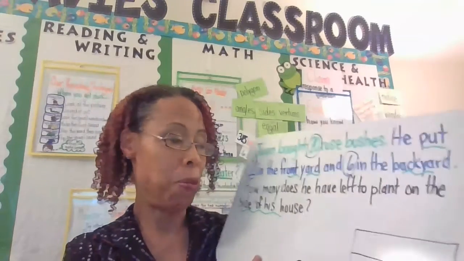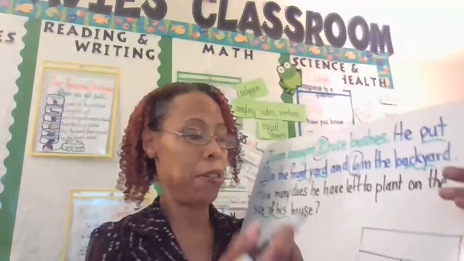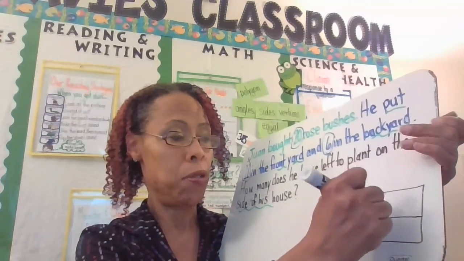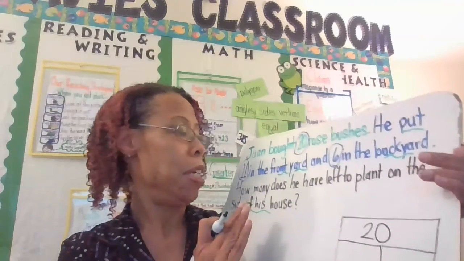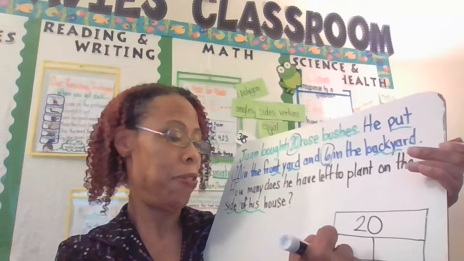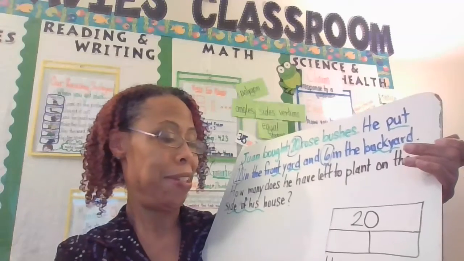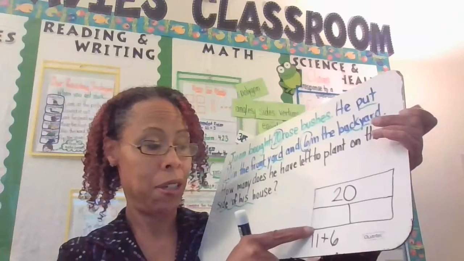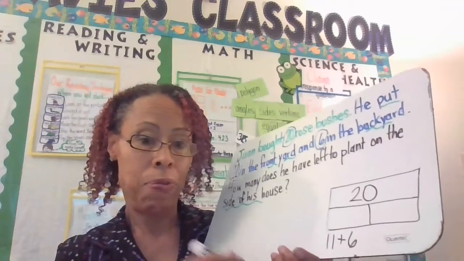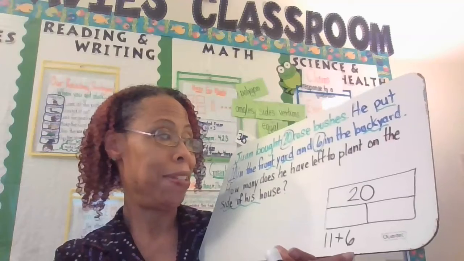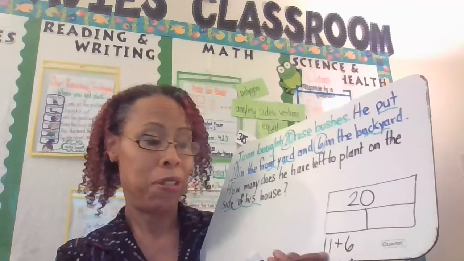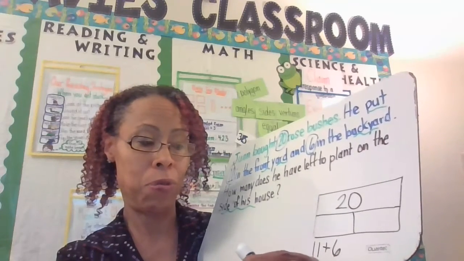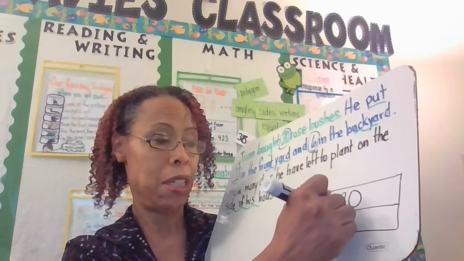So we have our tape diagram right here. All right, so remember the whole, we're thinking about part, whole. The whole is 20, that is the total amount. And then we said he put 11 in the front yard and 6 in the backyard. Now if we were to add those two numbers together, think about 10 plus 6 is 16 plus 1 more. So if that number were 10, 10 plus 6 is 16 plus 1 more is 17.